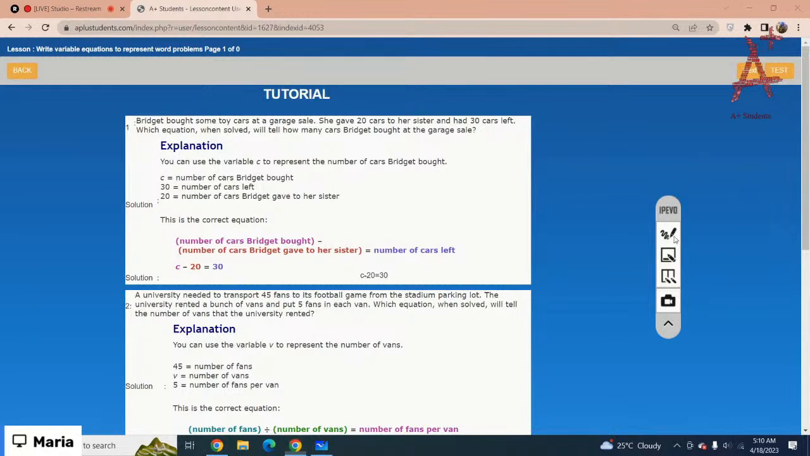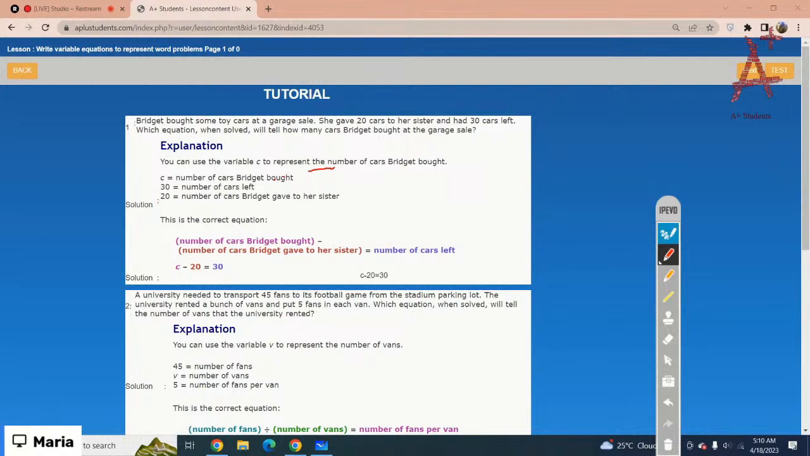So let's suppose he bought the total C cars. Got it? C equals the number of cars Bridget bought. Then 30 is the number of cars she has left, and she gave 20 cars to her sister. Got it? So you have to write down, it will be C minus 20, and that equals 30.